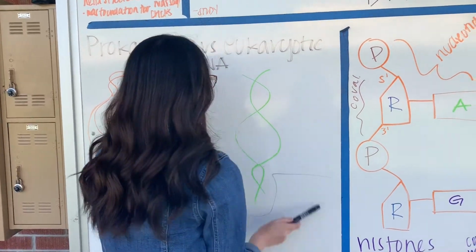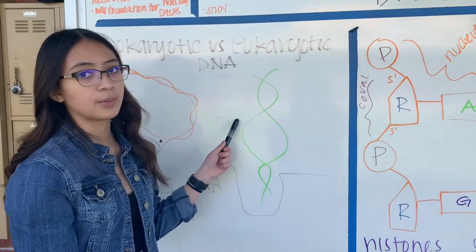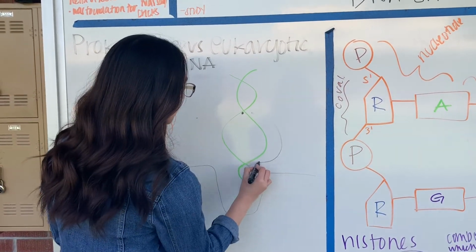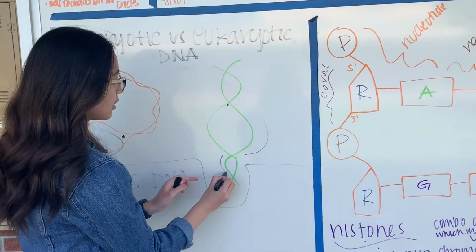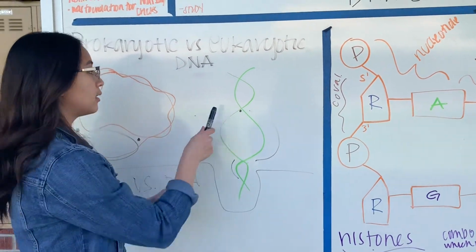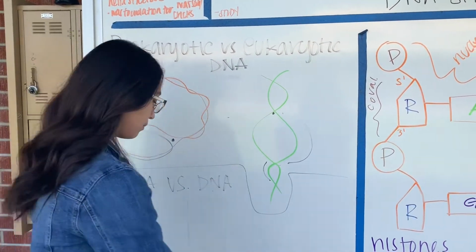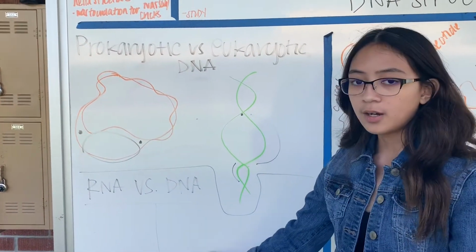And our eukaryotic DNA has multiple replication forks, which means that this whole thing could be a replication fork, this whole thing could be a replication fork, and so can this whole thing. And it is linear, unlike the prokaryotic, which is circular DNA. Now moving on to our RNA and DNA.